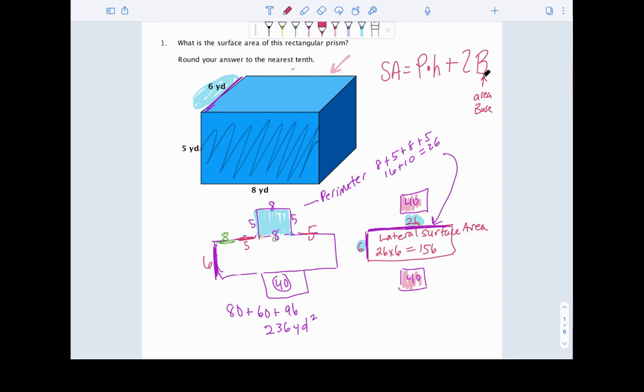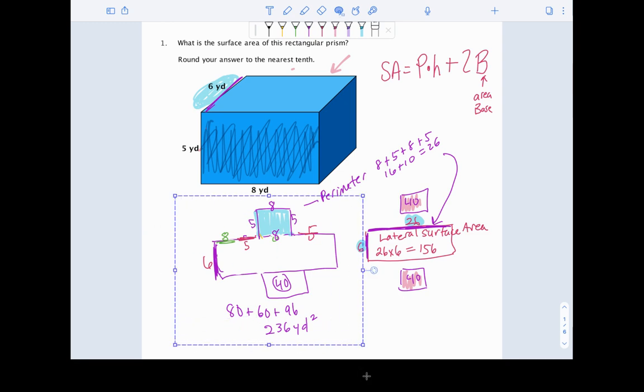Okay. So the first thing we have to do is establish a base. And so right here in this particular example, I said, okay, we're going to establish this as our base. Because that 5 by 8 square is our base, there are 2 things I need. I need to find the perimeter of that base, and I need to find the area of that base.